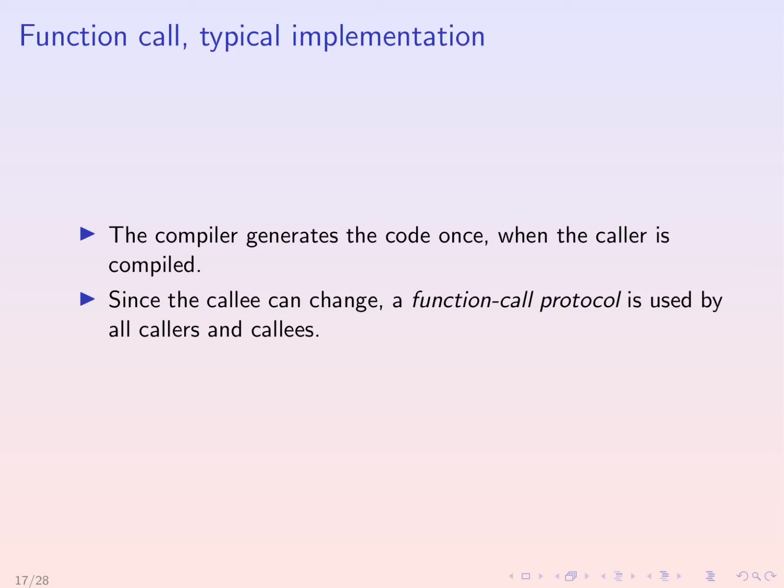In a typical Common Lisp implementation, the function call is implemented this way. The compiler generates the code once when the caller is compiled, and then it's never changed after that. But since the callee can change after the caller has been compiled, the two must respect what's known as a function call protocol, which means that the caller puts the arguments in pre-agreed upon places, and the callee puts the return values in pre-agreed upon places.